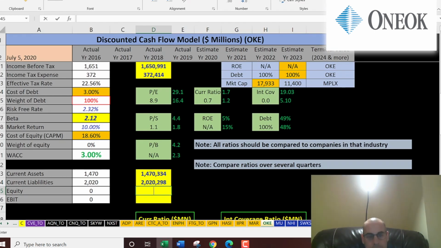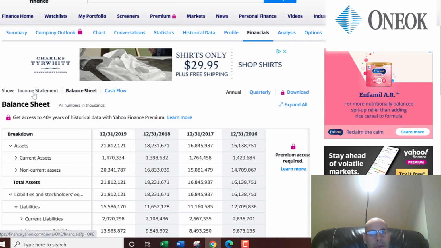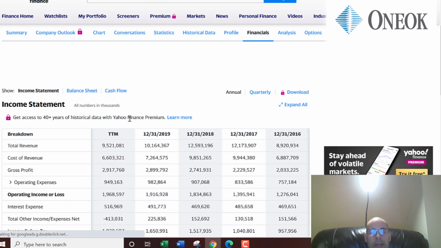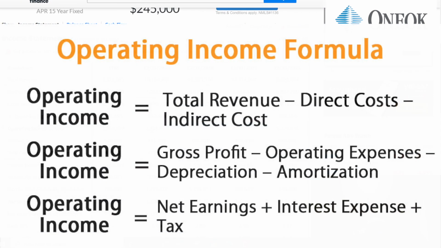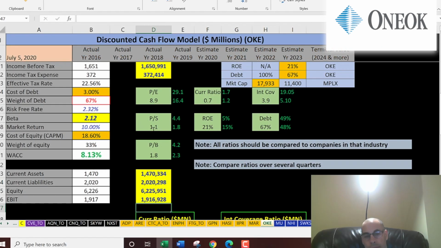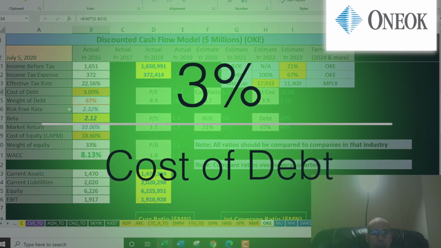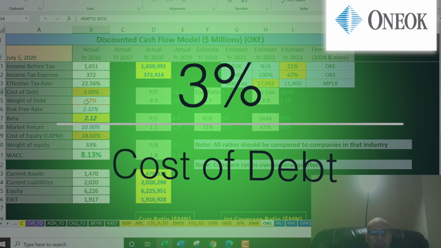That's assets minus liabilities. And their EBIT, earnings before interest and taxes. On the income statement, that's called operating income. That's how much money the company makes on its operational, everyday business, but before it pays interest expense and income taxes. The cost of debt is 3%, and they have 67% debt in the capital structure.